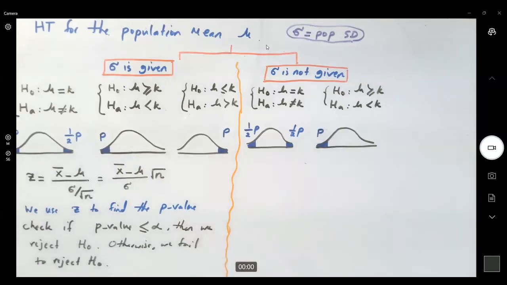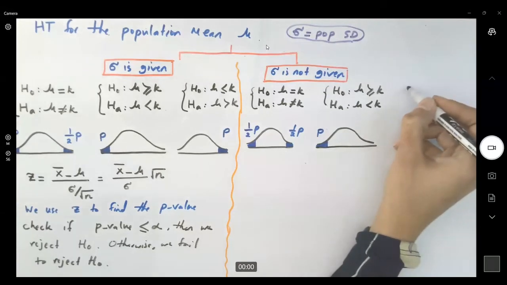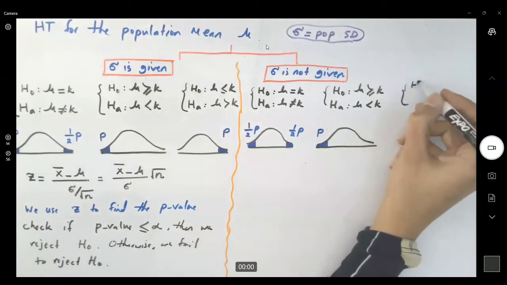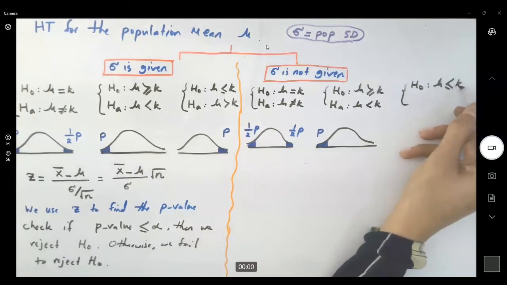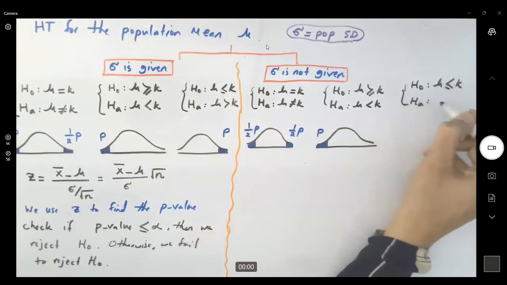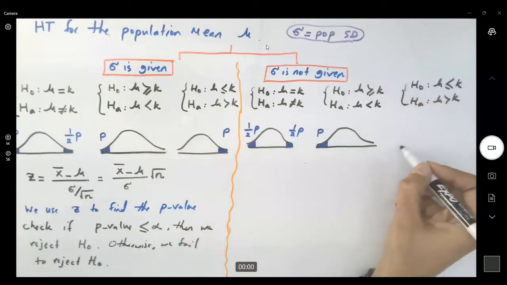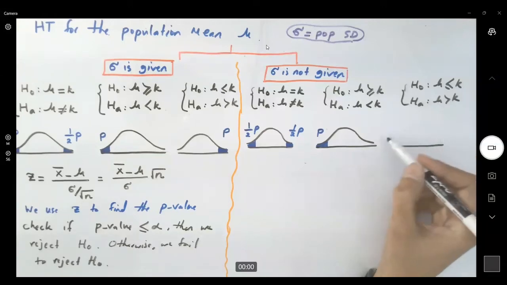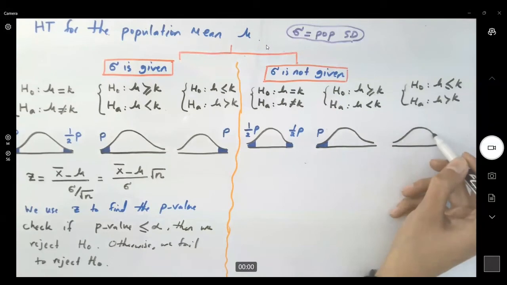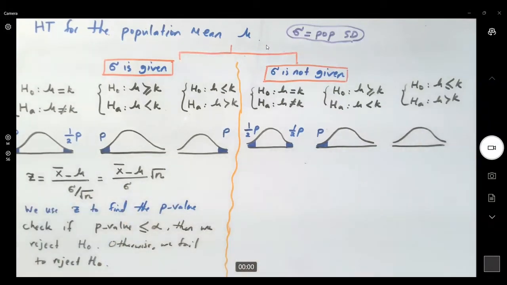This is my p-value. And finally, the last scenario is when the null hypothesis says mu is less than or equal to k, and the alternative hypothesis is mu larger than k. Larger than means that we get a right-tailed graph, the same as before. The cases are the same as what you saw before. There you go.